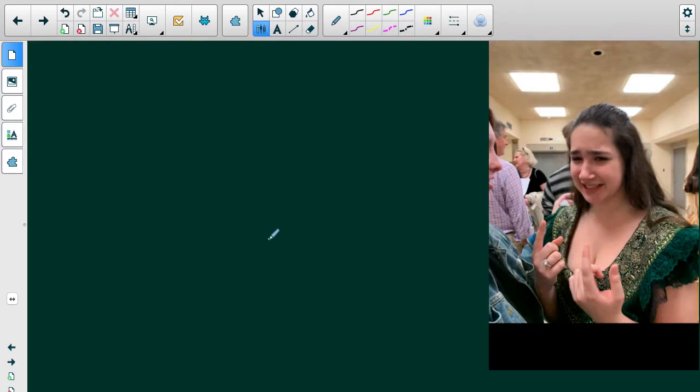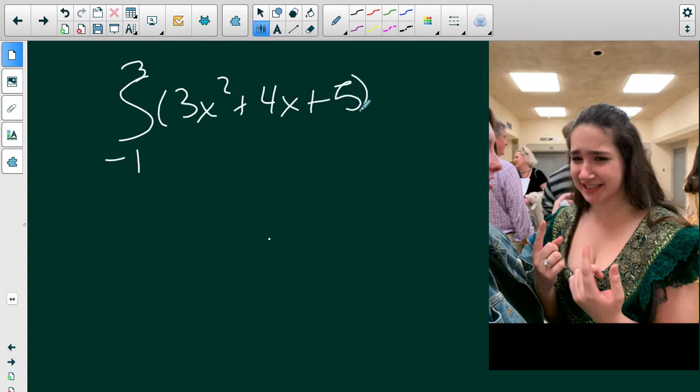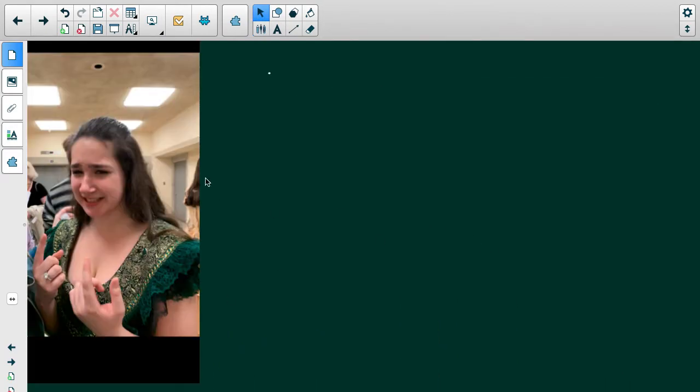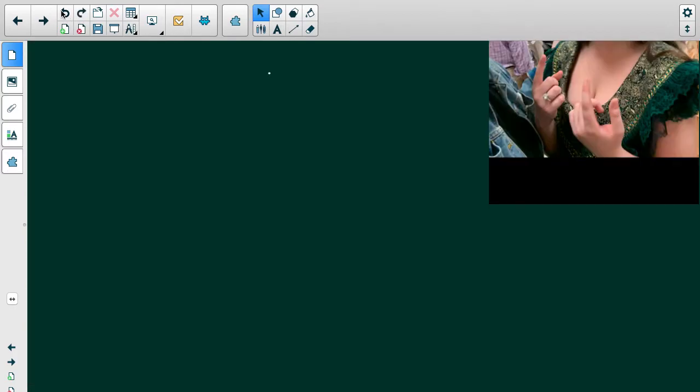All right, I'm going to take the integral from -1 to 3 of 3x squared plus 4x plus 5 dx. And I'm going to move Elena so that I can write something right here that's real important. Okay? Oh, where'd my equation go?